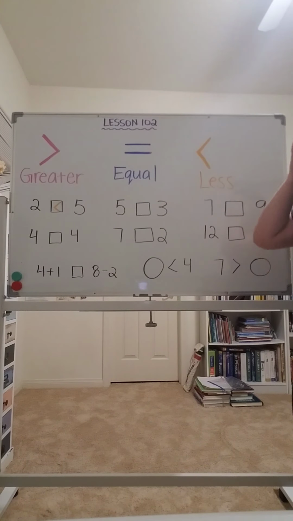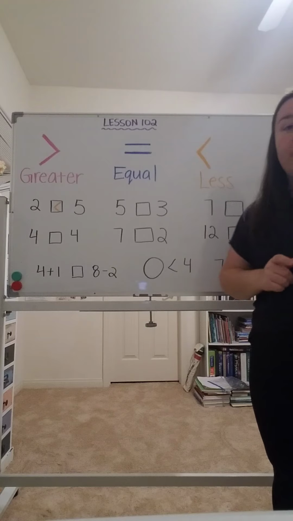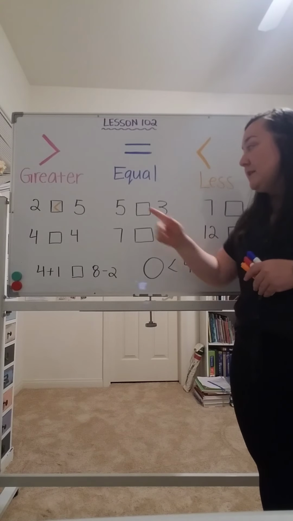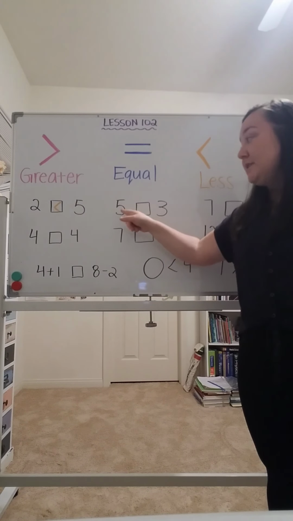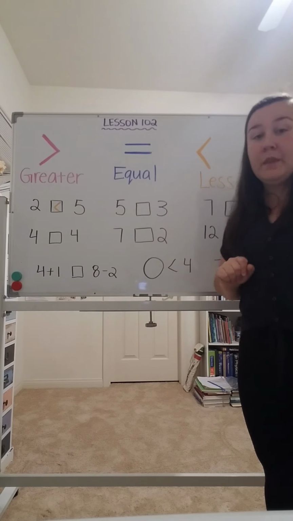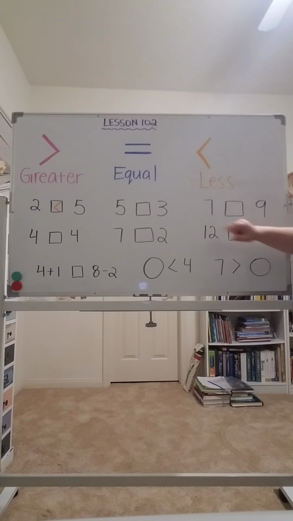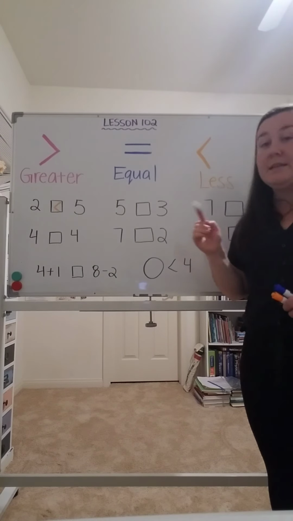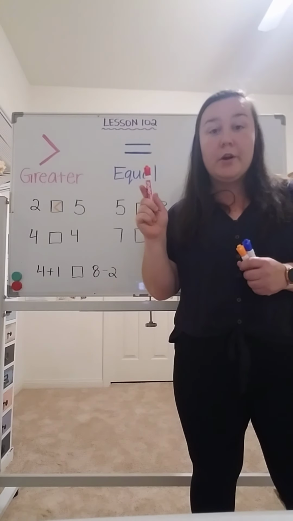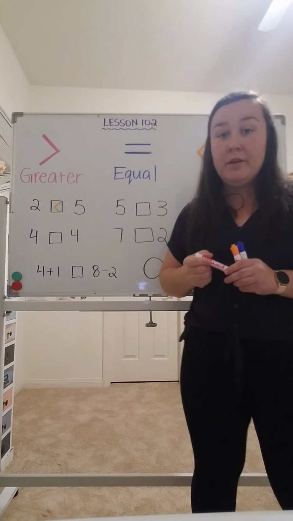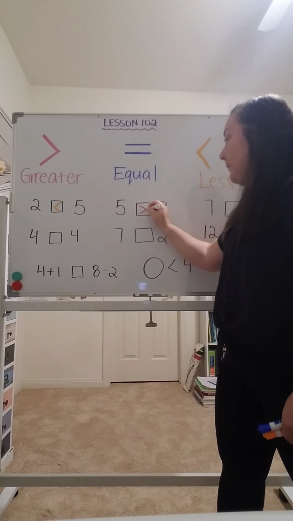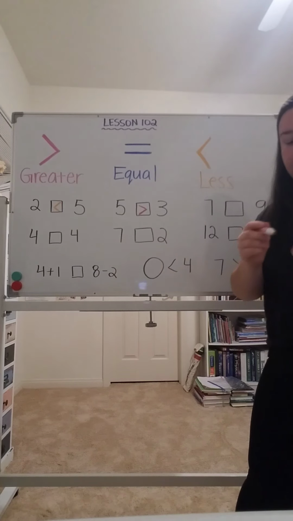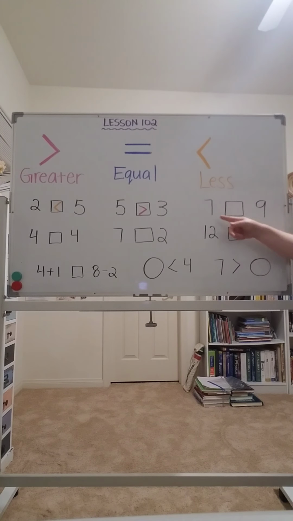How about 5 and 3? Is 5 greater than 3? Is 5 bigger than 3? Is 5 equal to 3? Or is 5 less than 3? Well, this time we're going to use the pink marker, which means that it is greater than 3. Okay? Greater than 3.